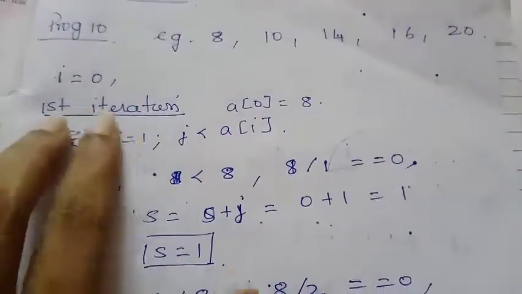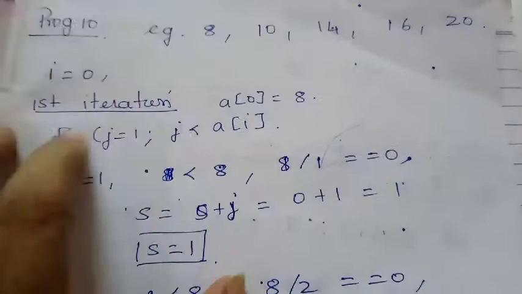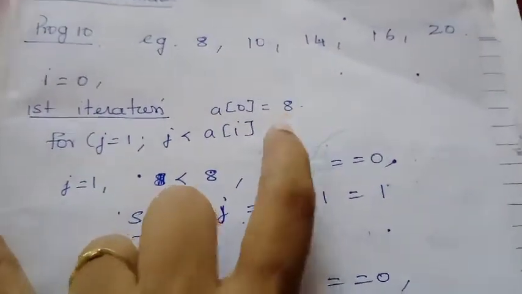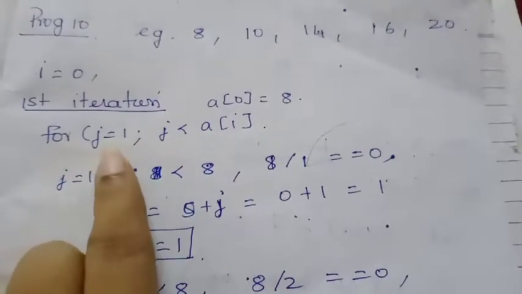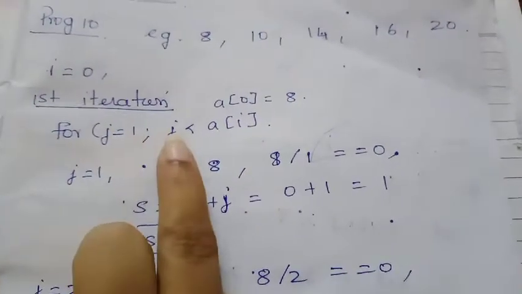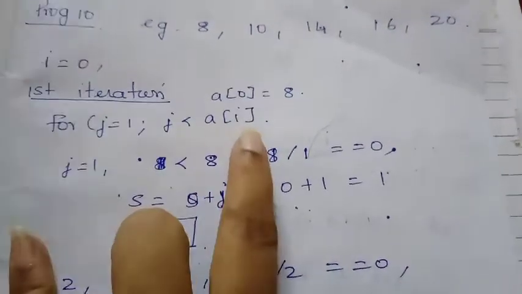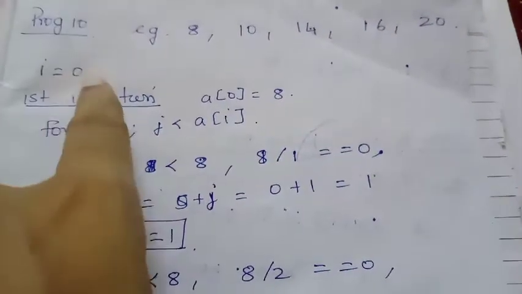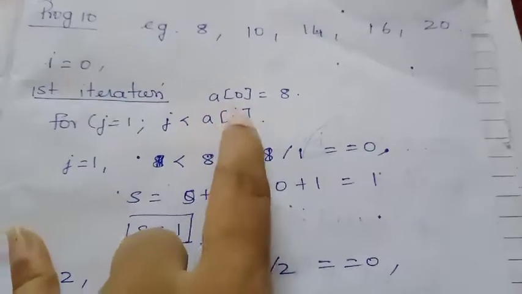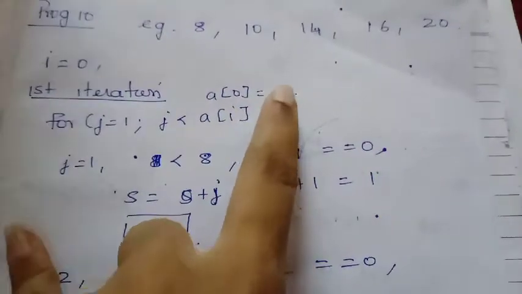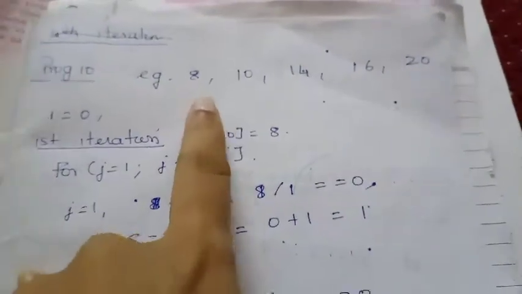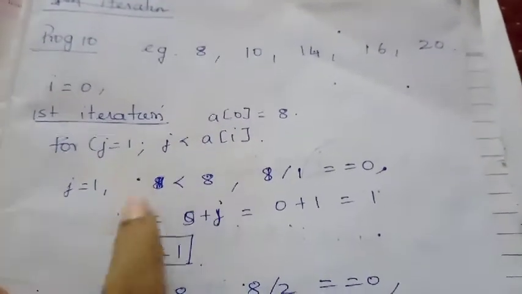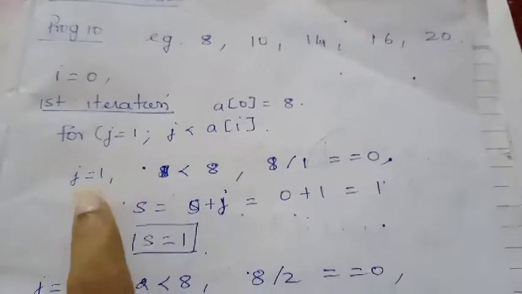So for the first iteration of i equal to 0, a of 0 is equal to 8. So in the for loop, that is the j loop, j is equal to 1 and j is less than a of i. Yes, 1 is less than a of i. For the first iteration, i is equal to 0, so a of 0 means 8. The first number I have taken here is 8. So j is less than 8, 1 is less than 8, so it is going to enter into the loop.